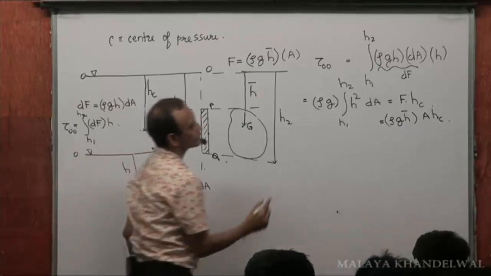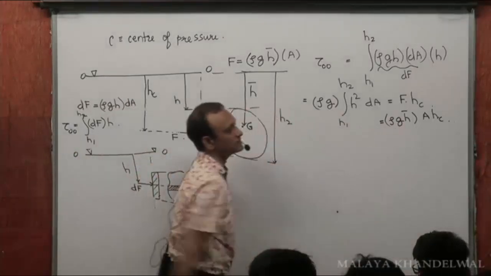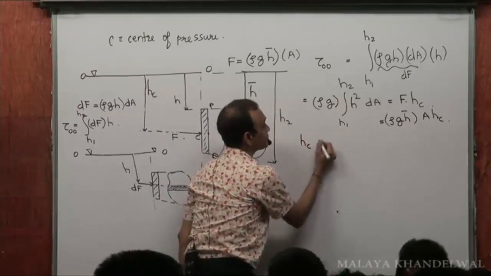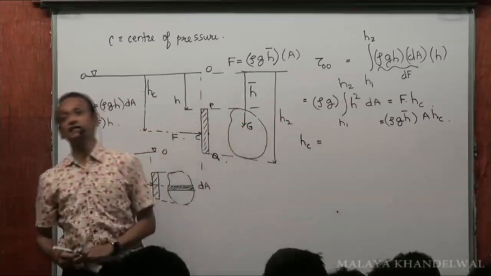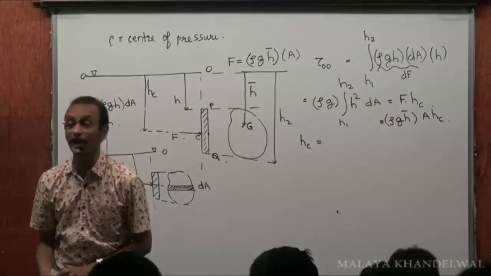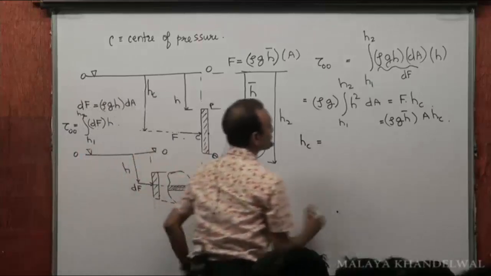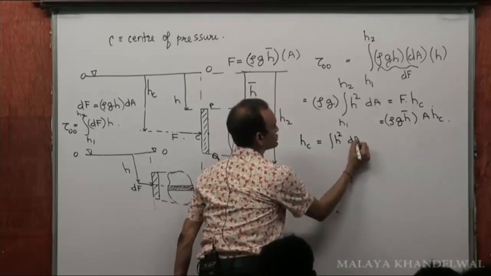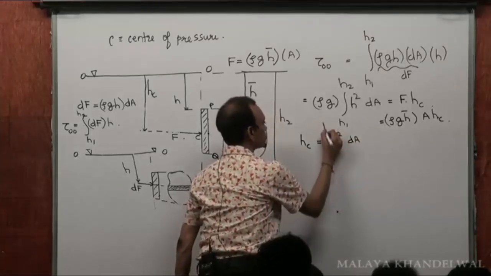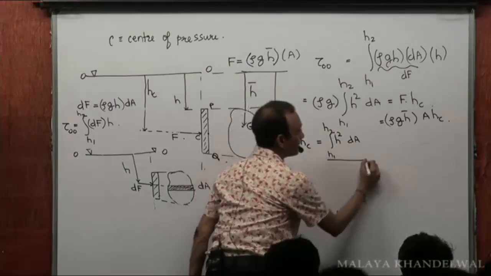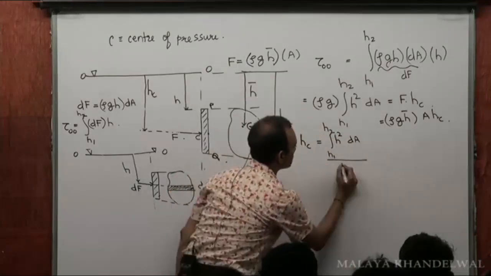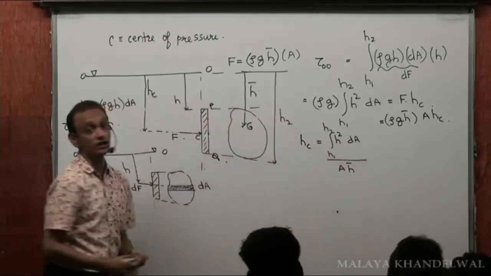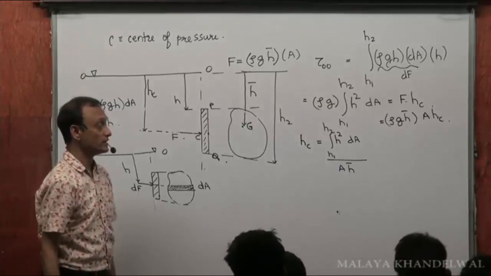So, one thing, from this rho g will get cancelled, right? So HC, which is what we are trying to compute, the depth of the center of pressure, where we can imagine this entire hydrostatic force to be acting, is integral h squared dA, where h runs from H1 to H2, divided by A H bar. H bar is the depth of the center of gravity.